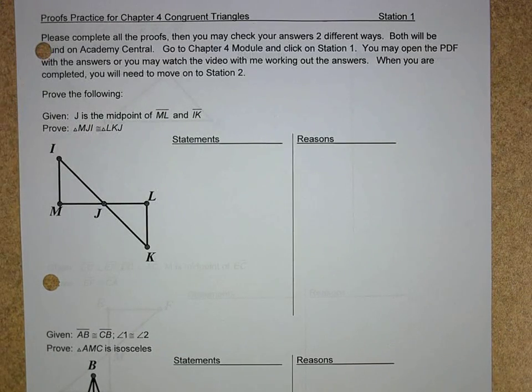Hey guys, we are going to do a station review again for the test, and we're going to have two stations. This time we're going to have a station for proofs, and we're going to have a station for reviewing equilateral and isosceles triangles. So the first one we're going to do is practicing proofs.